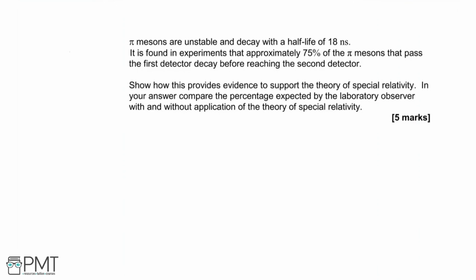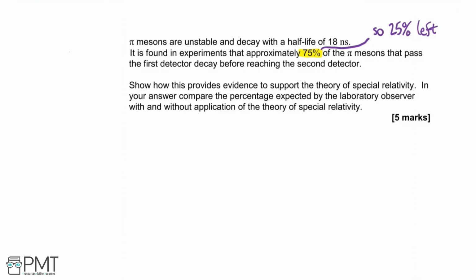Now, the first thing to say is that there are 75% of pi mesons decaying, which means that the percentage of mesons that are left is going to go down to 25%. Now, what you'll notice there is that for something to go down to 25%, you could say that it's halved twice. It's gone down to 50%, and then it's gone down to 50% of that 50%, which is 25%. So that's going to come in useful later.